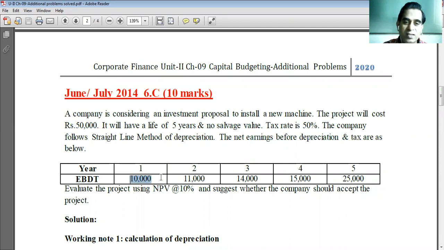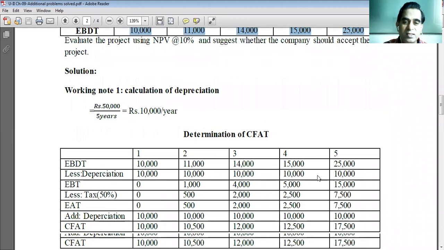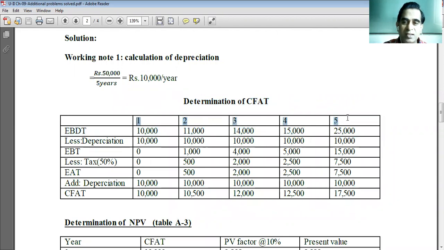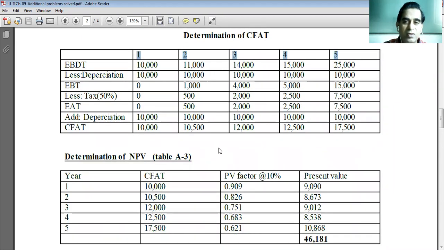Second difference. Third difference is the amounts. CFBT or EBDT amounts are different, but the method is the same. First you need to determine CFAT using the same tables. This is the CFBT, CFAT, sorry. Last column is CFAT. Okay. Here we have used a vertical table. There it was a horizontal table. Here it is vertical.